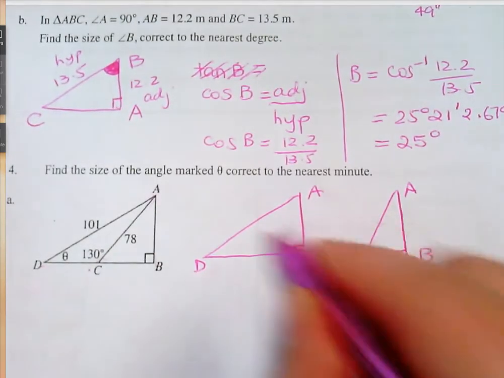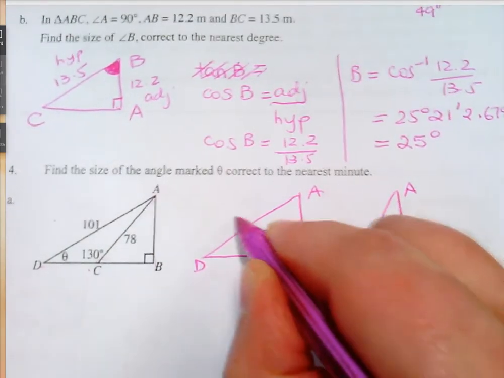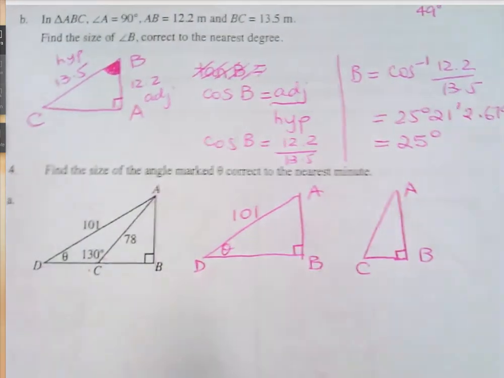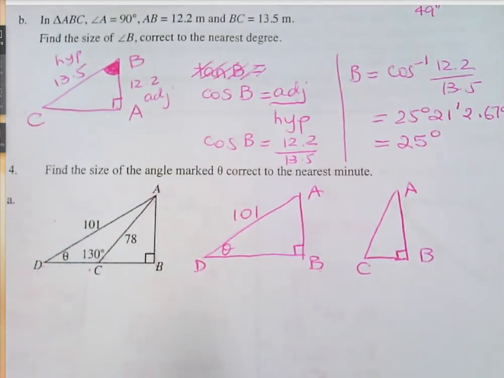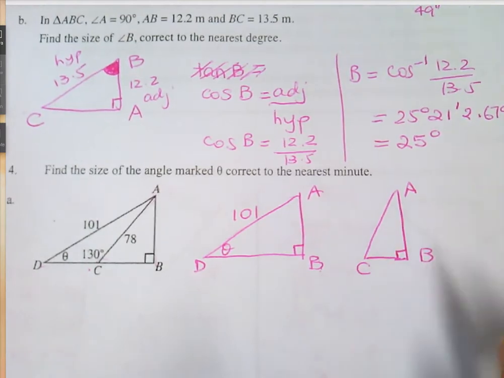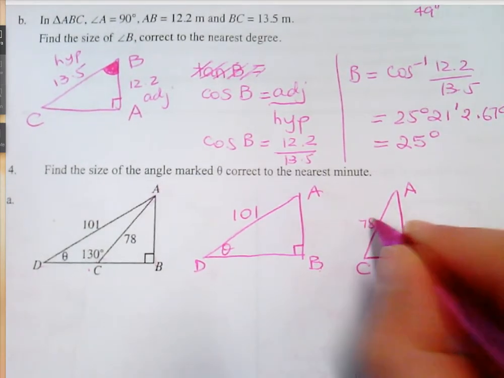So if I've got the big right angle triangle, AD is 101, and I don't have anything else, but I know that that angle in there is theta. I probably should have drawn the small triangle first, but doesn't matter. The small triangle, I do know that this is 78, AC.